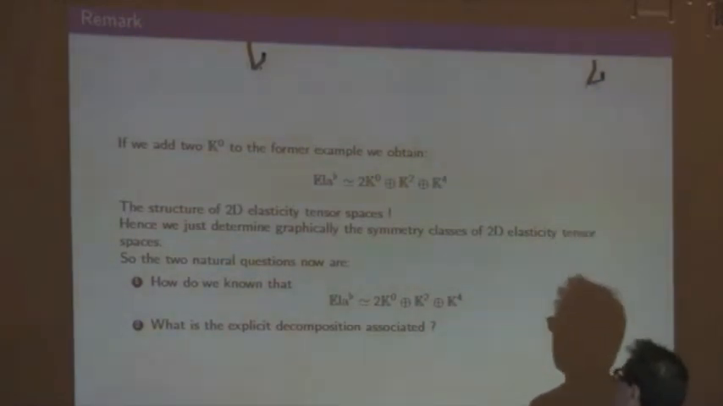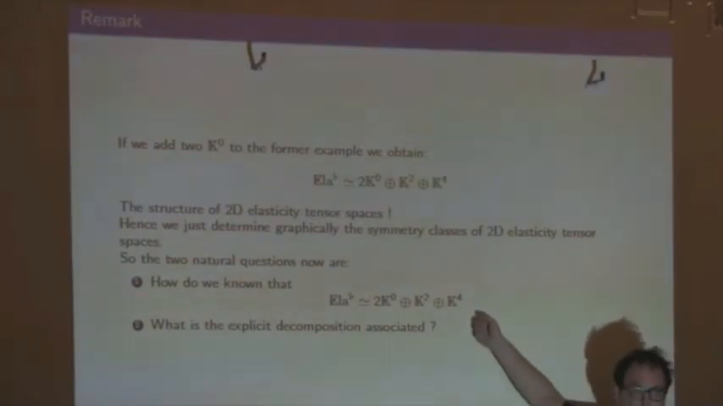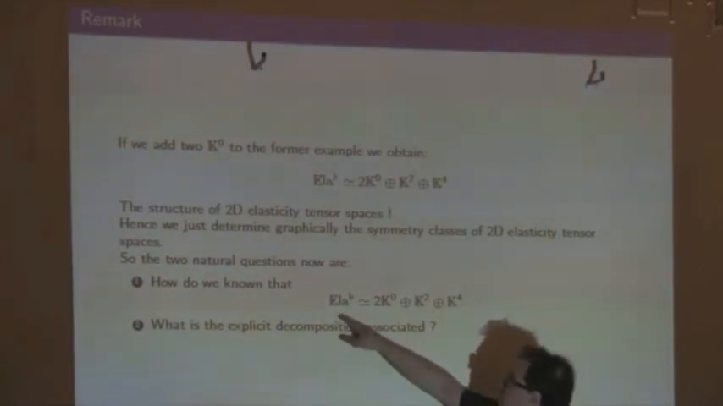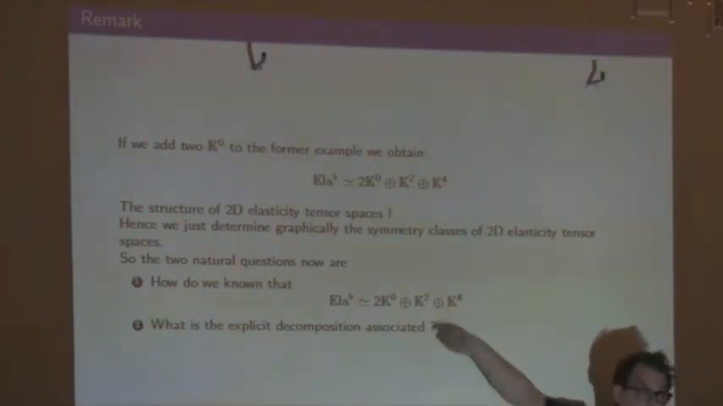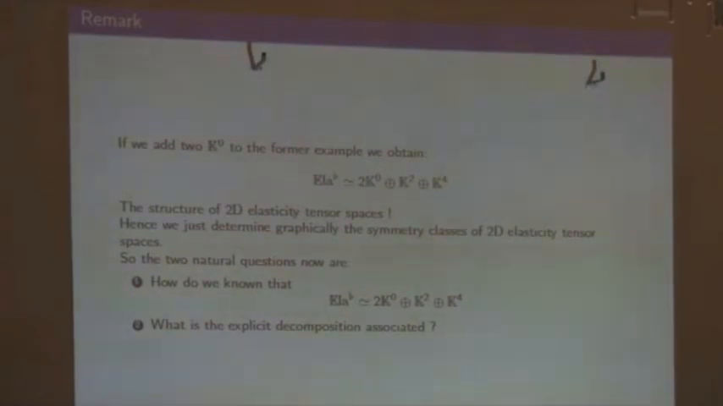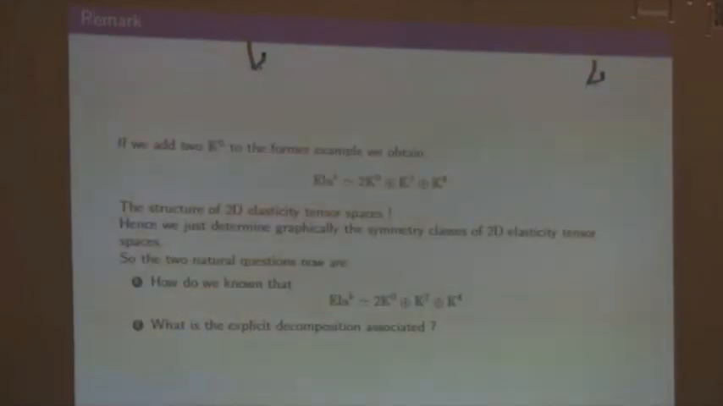Okay, but reaching this point, the natural question is, okay, but how do you know that the space of elasticity tensor decomposes in this way? Okay, natural. And this decomposition is here modulo an isomorphism, but what is the explicit decomposition associated to that? So here I will move to the first point. Okay, I deduce that the harmonics contained in my tensor space are those ones and not other ones.